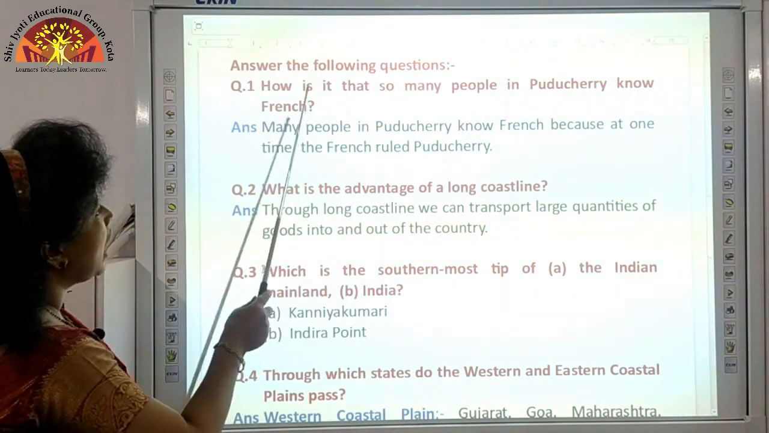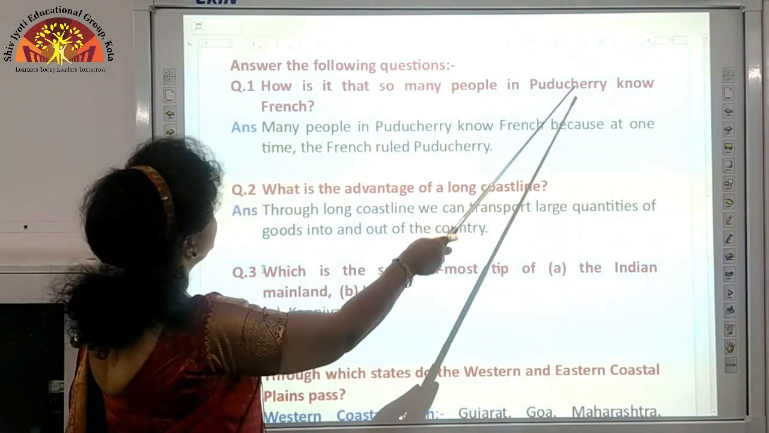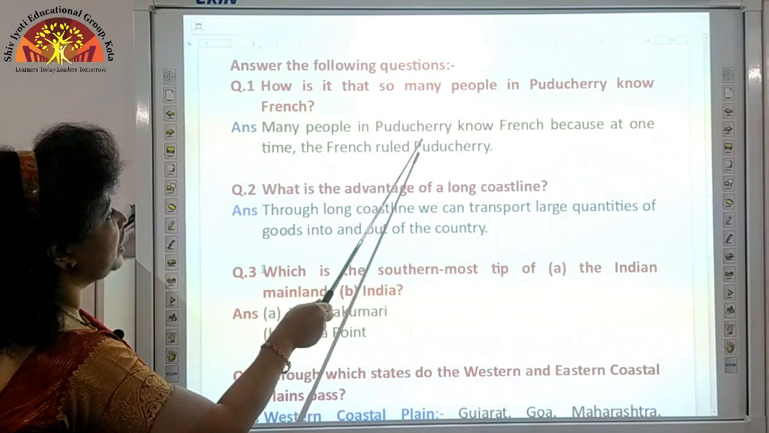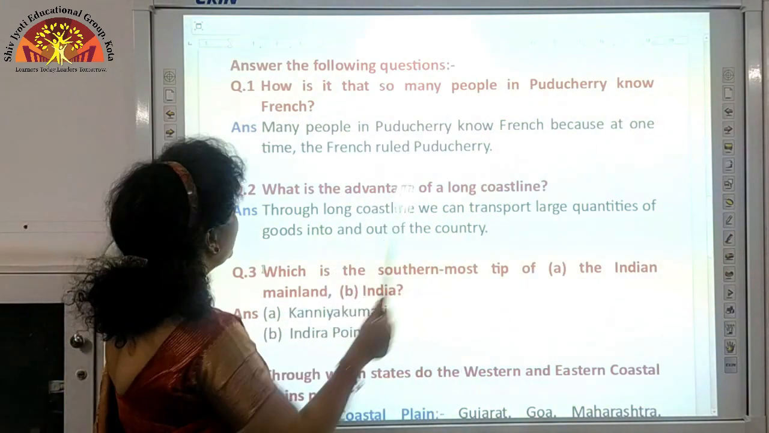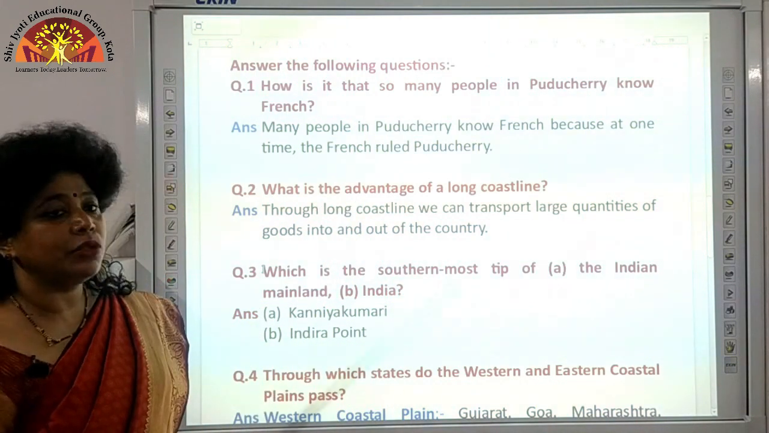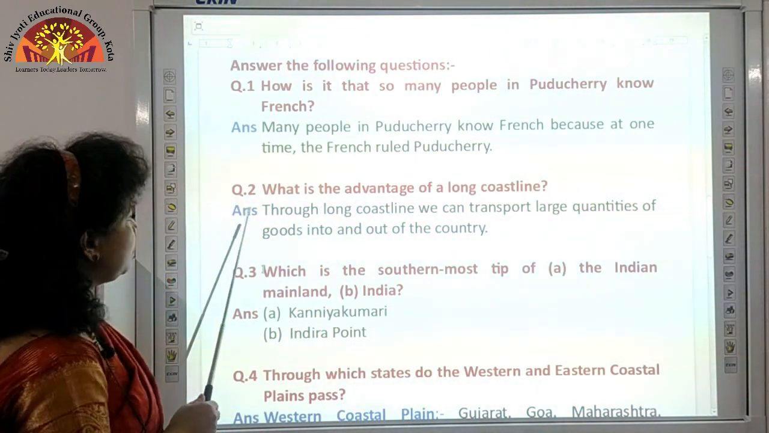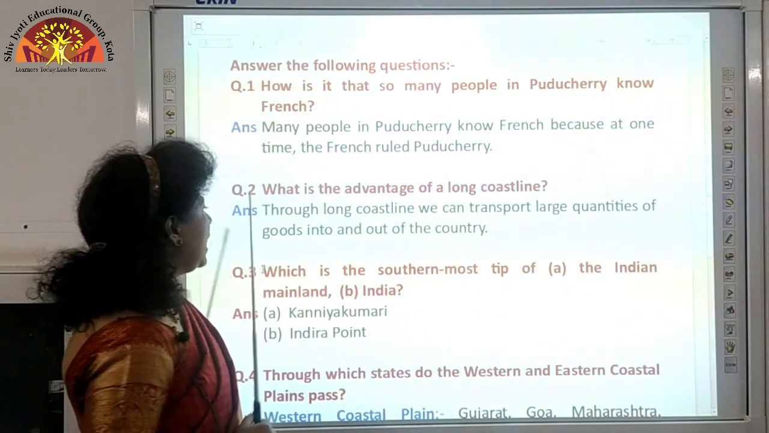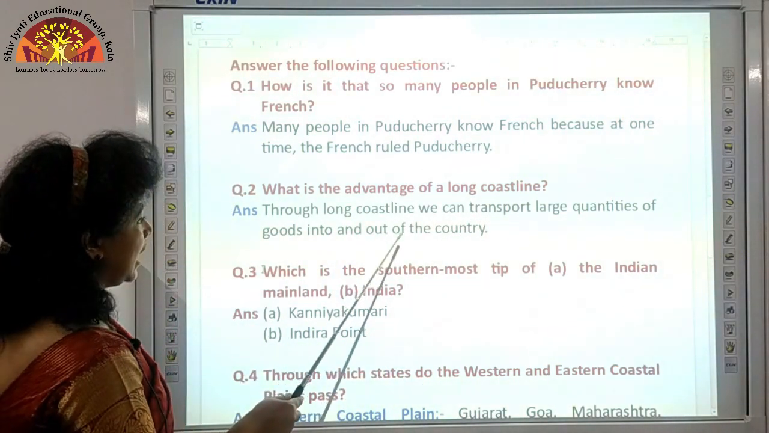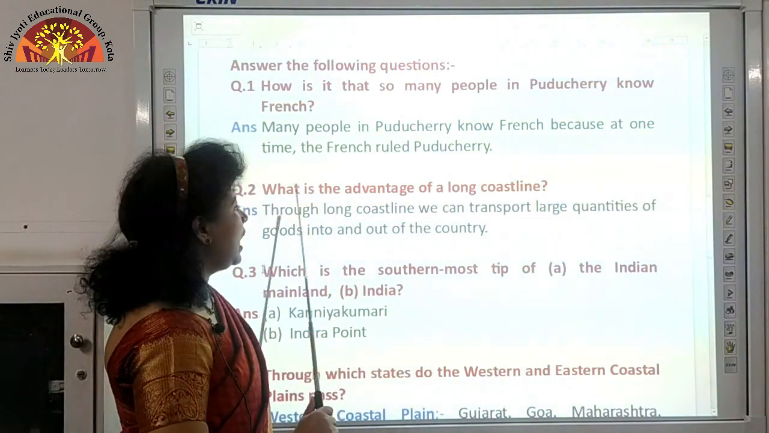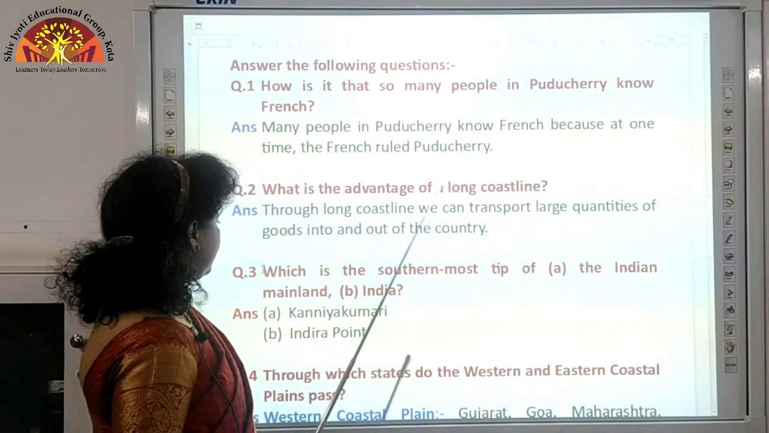Question 1. How is it that so many people in Puducherry know French? The answer is many people in Puducherry know French because at one time the French ruled Puducherry. Now let's come to the second question. Question 2. What is the advantage of a long coastline? Answer. Through a long coastline, we can transport large quantities of goods into and out of the country.